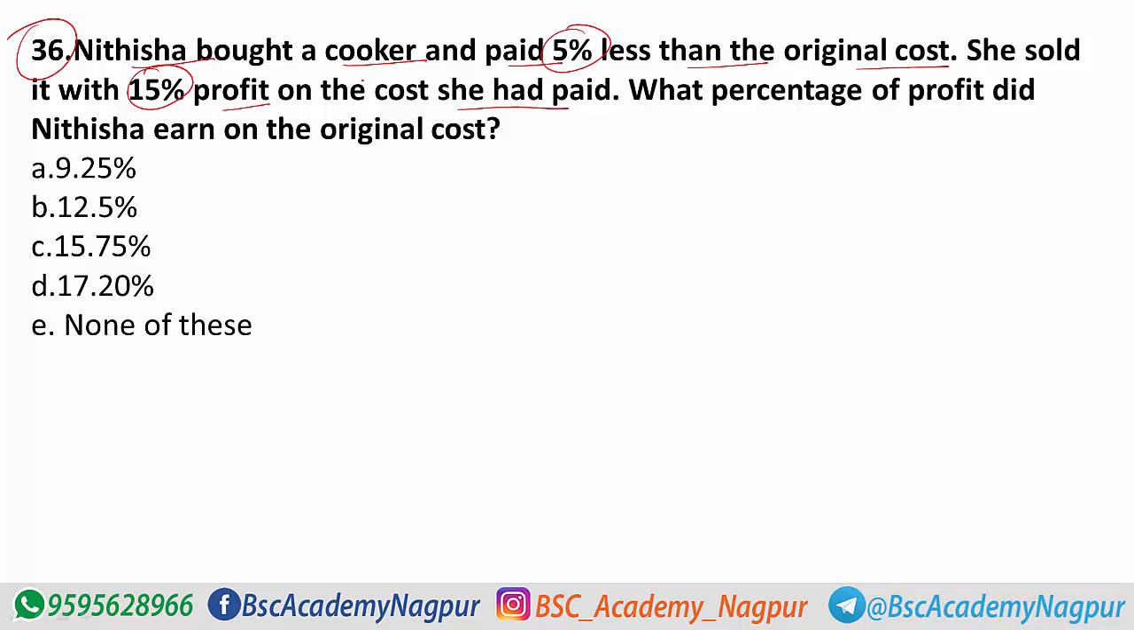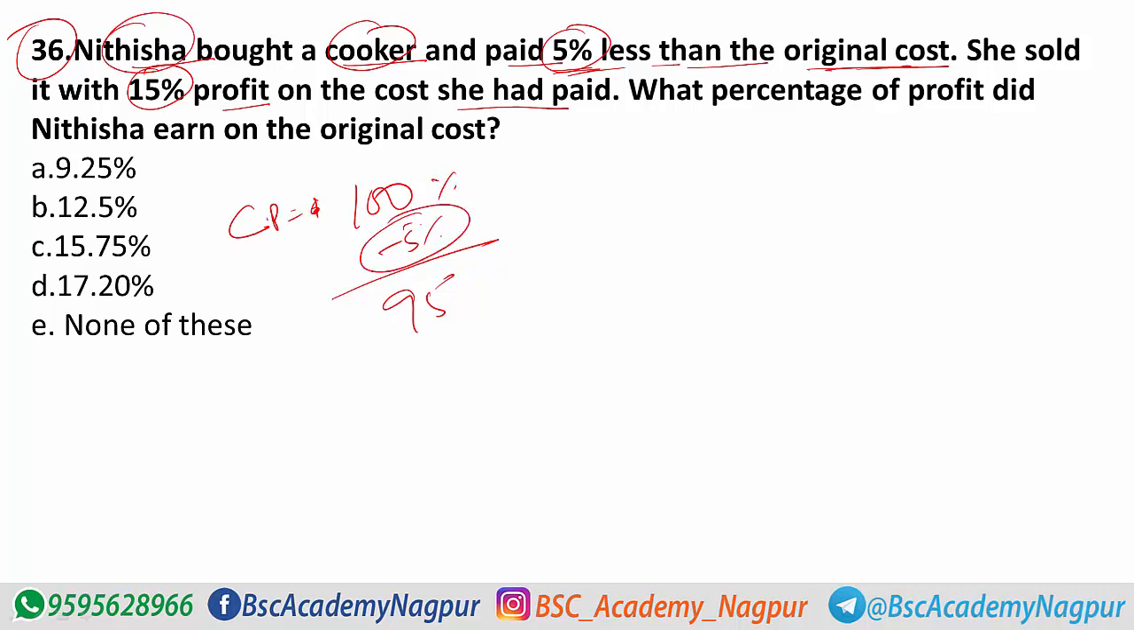What the question is saying, Nitisa bought a cooker and paid 5% less than the original cost. Let's say the original cost is 100 and she paid 5% less, means 95. Cost price by default was 100%, but Nitisa got it at 5% less, means 95%. This will be the cost price for Nitisa, and she sold it with 15% profit on the cost she had paid. She had paid 95, and on this 95 she got a profit of 15%.